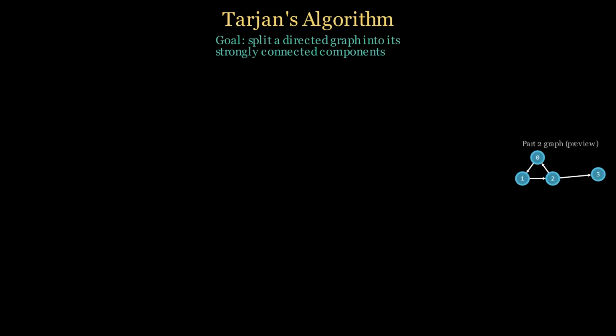Tarjan's algorithm finds strongly connected components in one depth-first search. This scene is in 2 parts. First we only learn how discovery and low-link values are set on a tiny graph. Then we run the full algorithm on the same 4-vertex example as Kosaraju, shown as a preview on the right.